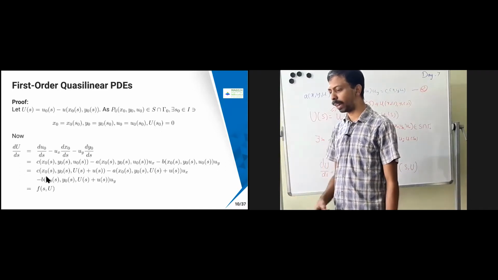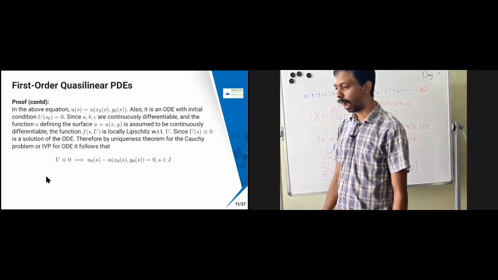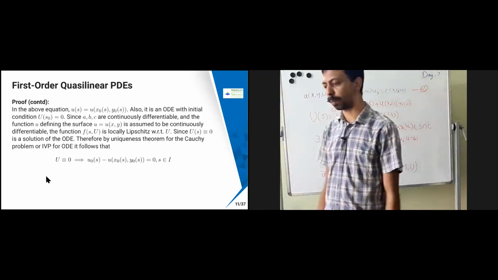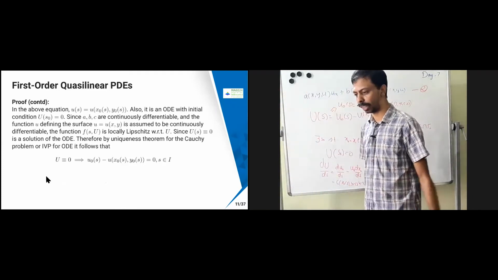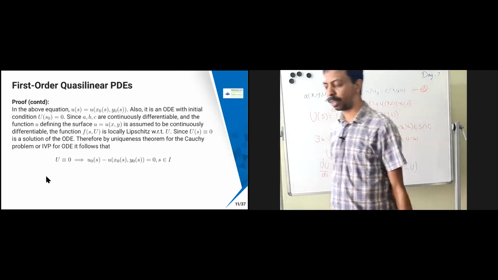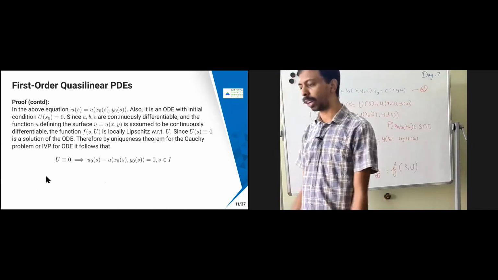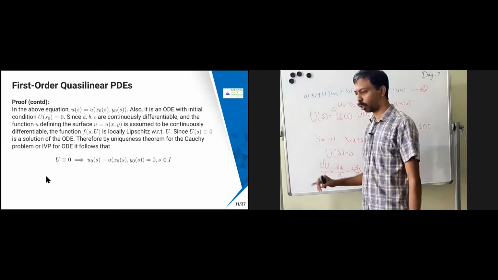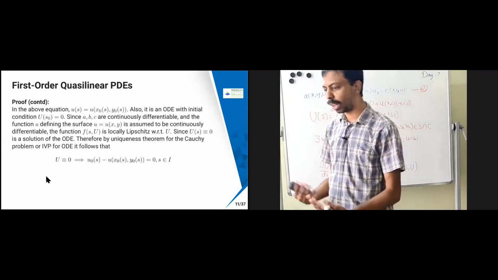Therefore, f of s comma u is, at least, locally Lipschitz. The function f of s comma u is locally Lipschitz. Now, if the Lipschitz condition is satisfied, and u of s naught equal to 0 is also there, what are we going to get? We get the answer further.